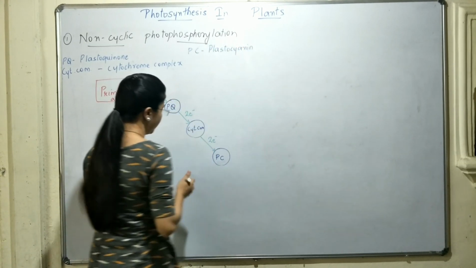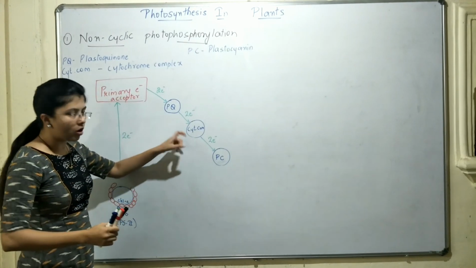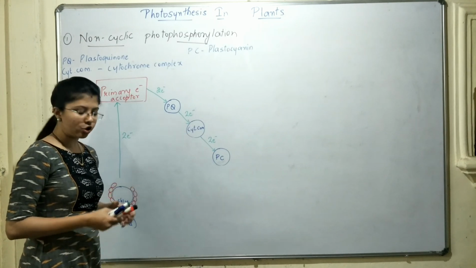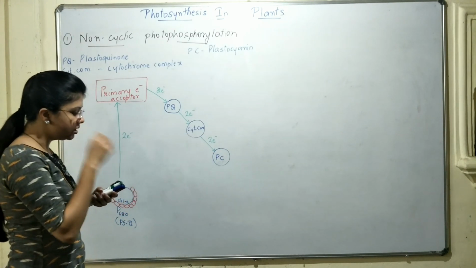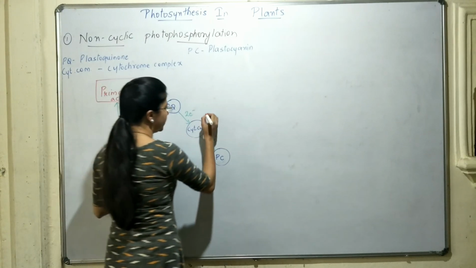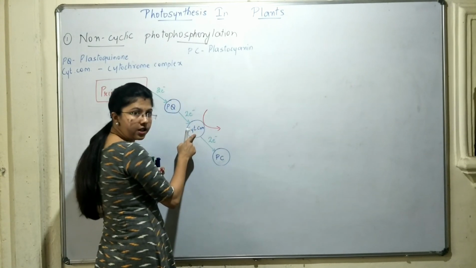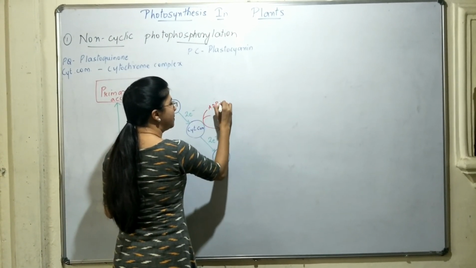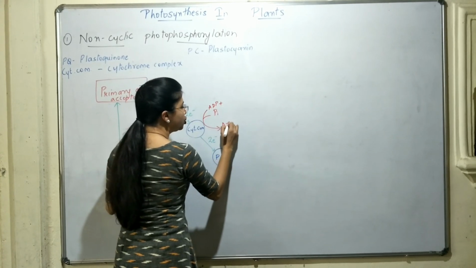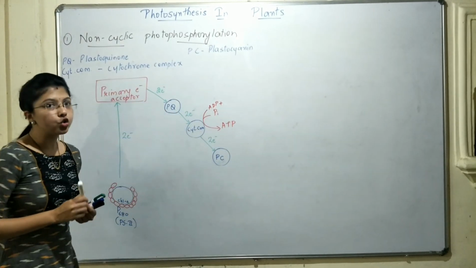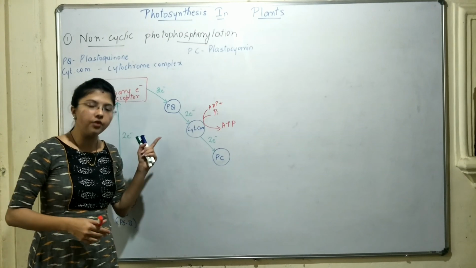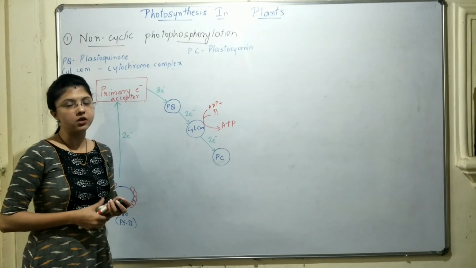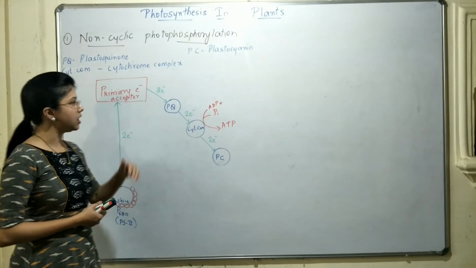plastocyanine. Now, when this pair of electrons is transferred from the cytochrome complex to the plastocyanine, the energy which is released by the transfer of these electrons will be utilized by an ADP molecule to form ATP. So, we had studied that during the process of light reaction, ATP synthesis takes place. So, this is how the synthesis of ATP is taking place here.